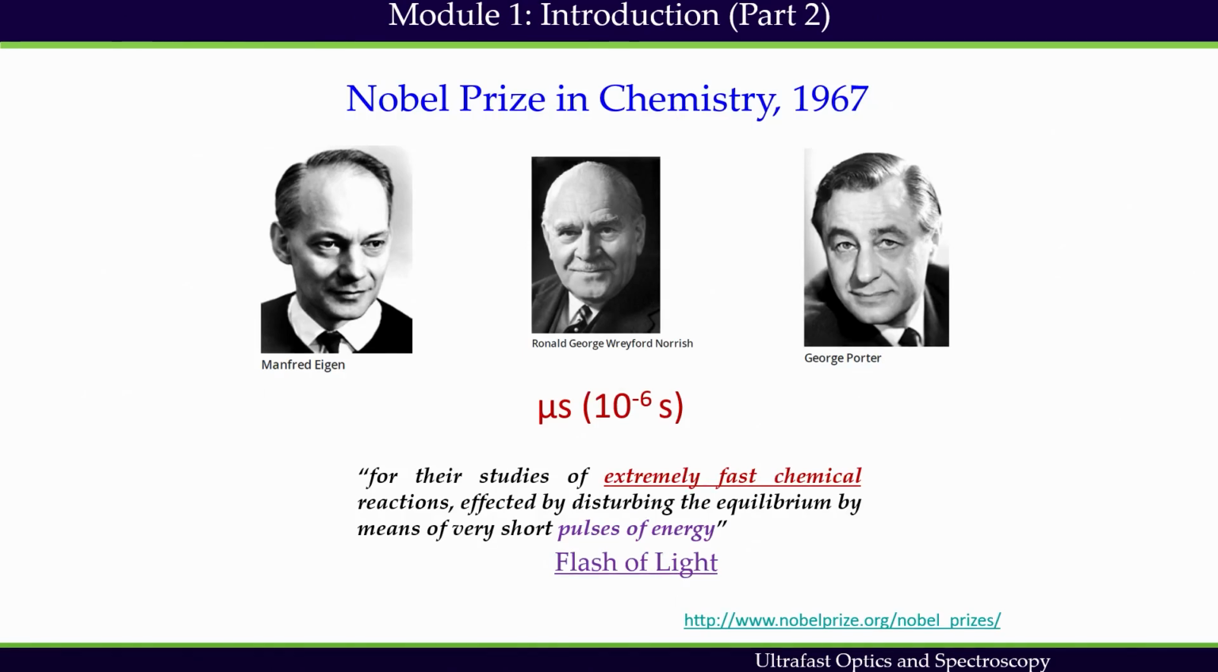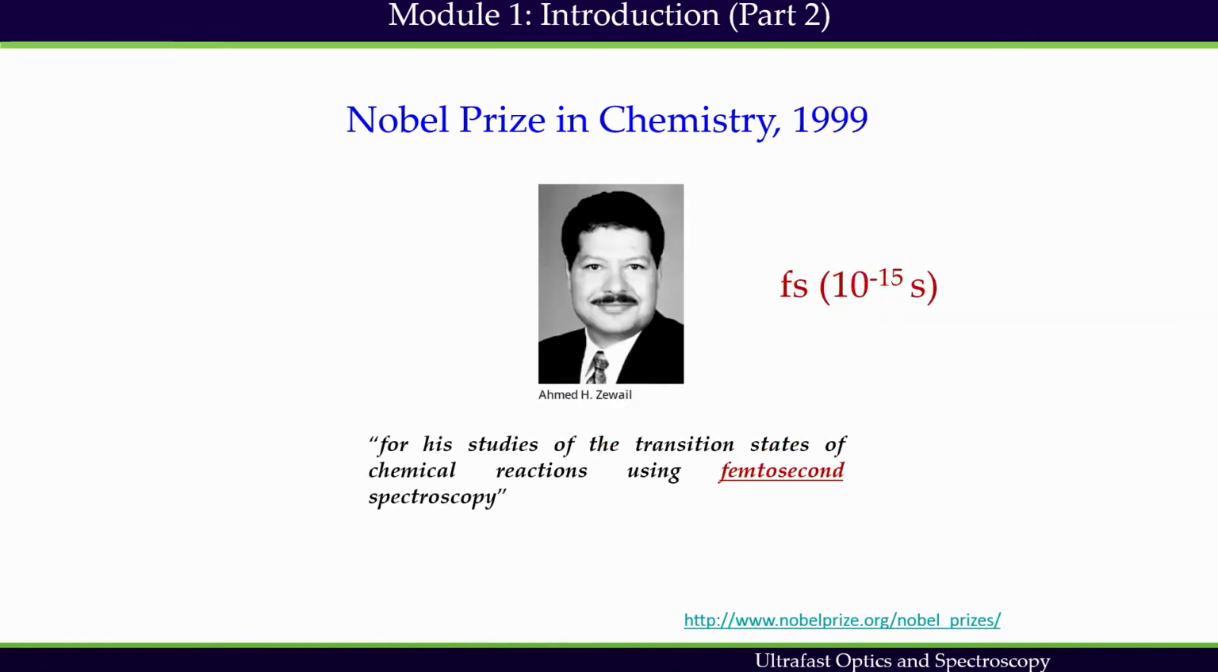The introduction of the flash of light to chemistry with microsecond time resolution came near the 1950s with the development of flash photolysis by Norris and Porter. With the advances made with lasers, the time resolution improved continuously over the years, reaching picosecond in the 1970s, femtosecond in the 1980s, and attosecond in 2000. The 1999 Nobel Prize in Chemistry was awarded to Ahmed Zewail for his studies of the transition states of chemical reactions in the femtosecond time domain.